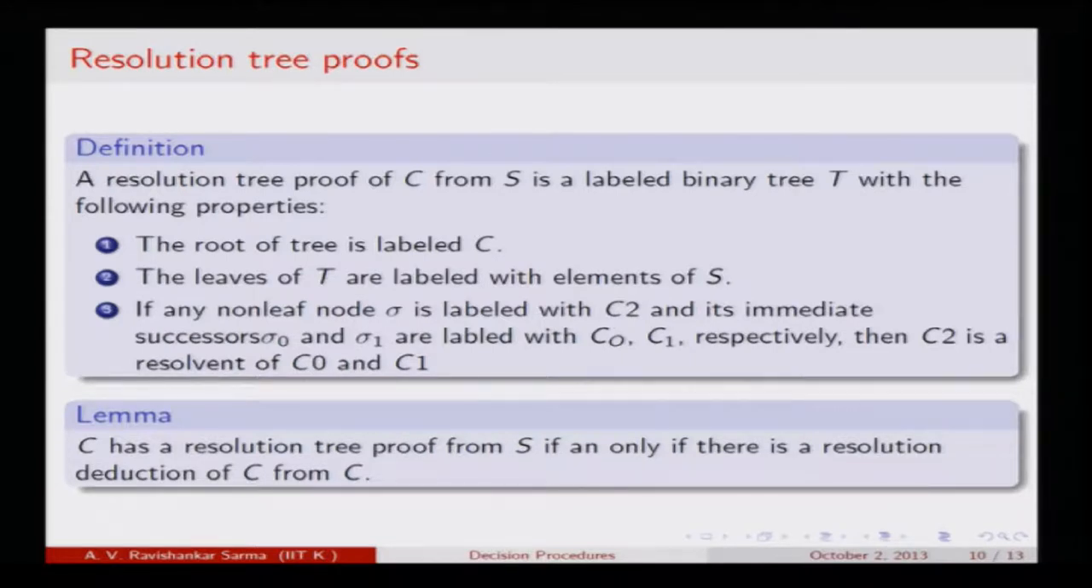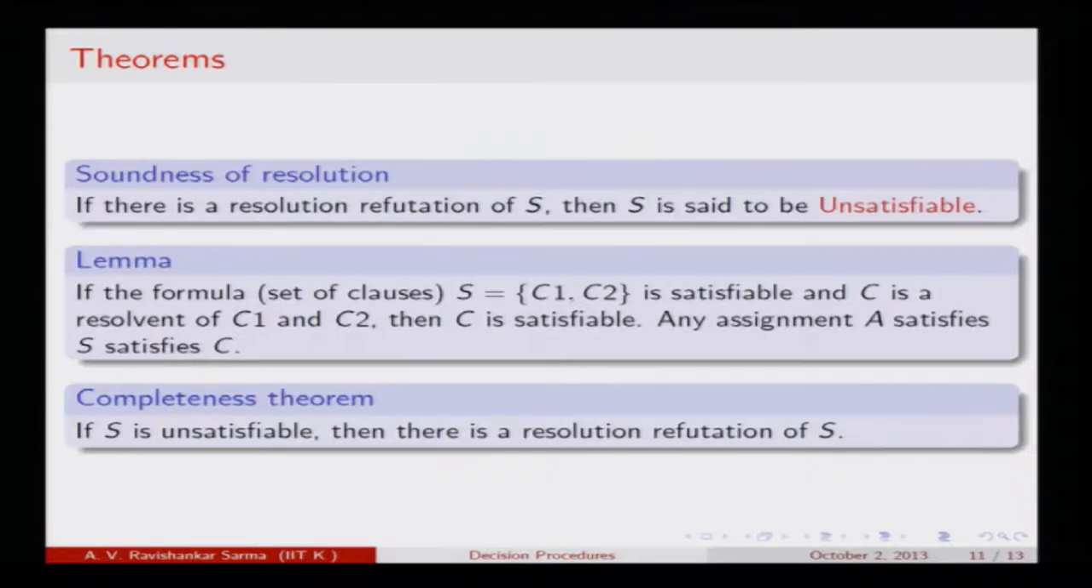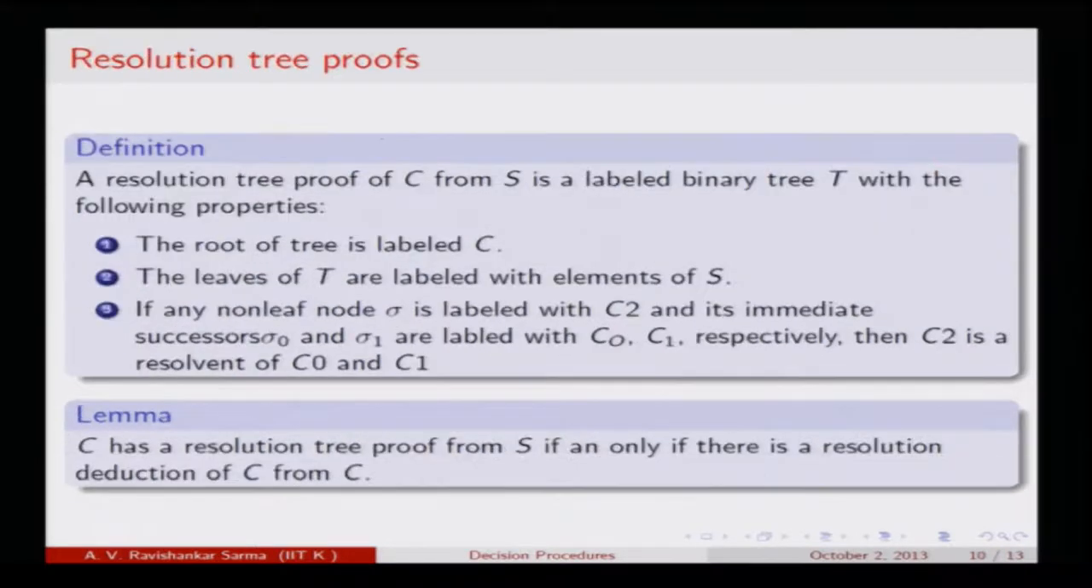So C has a resolution tree proof from S if and only if there is a resolution deduction of C from S. Now let us consider some resolution tree proofs. I will draw one simple resolution tree proof for the given problem.